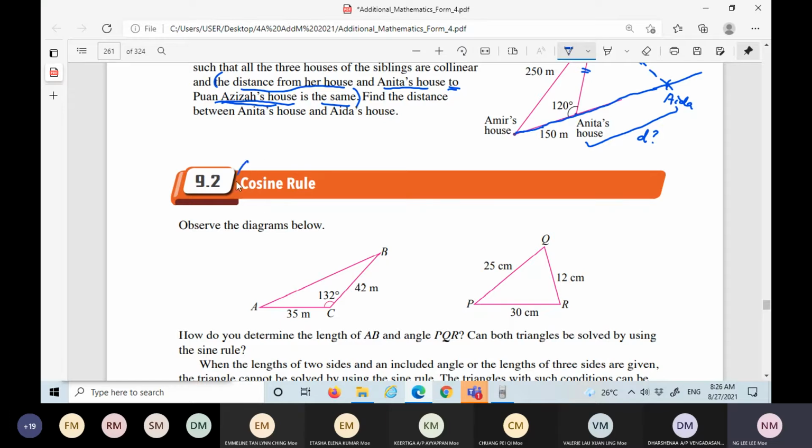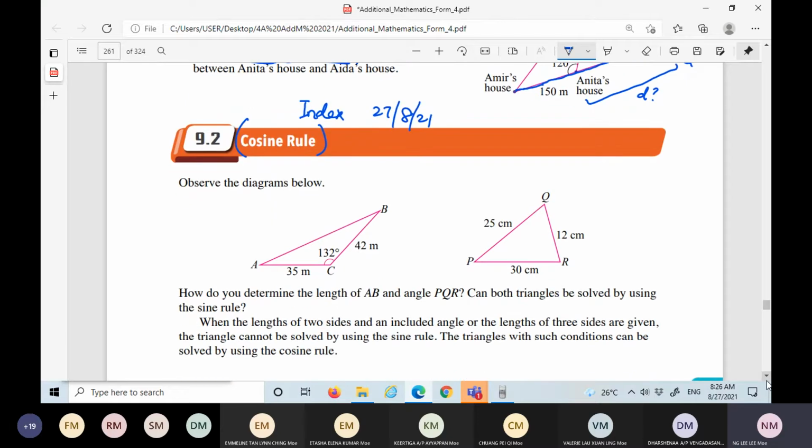Cosine rule. So write the index for today. Today is 27. So we have finished sine rule. So now we come to cosine rule.